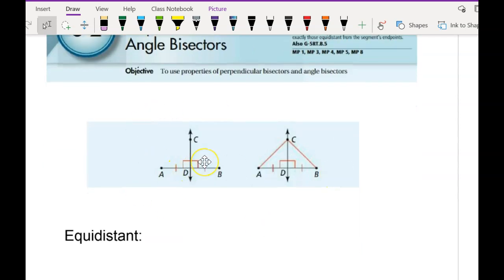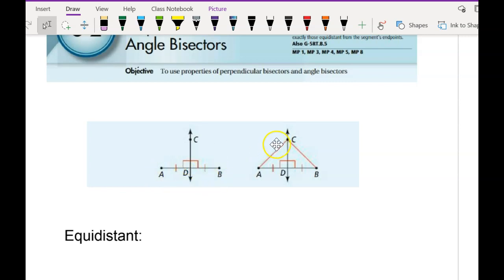So we have this diagram, and there's one key point that's just essential to understand. There's a special relationship between the points on the perpendicular bisector, which is this line right here, CD, and the segment endpoint, so our segment AB.